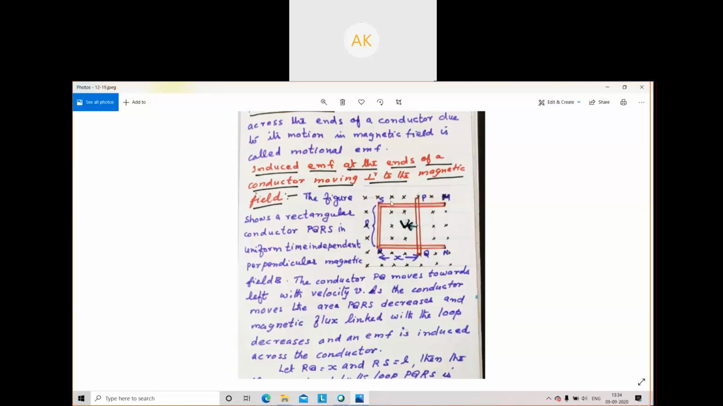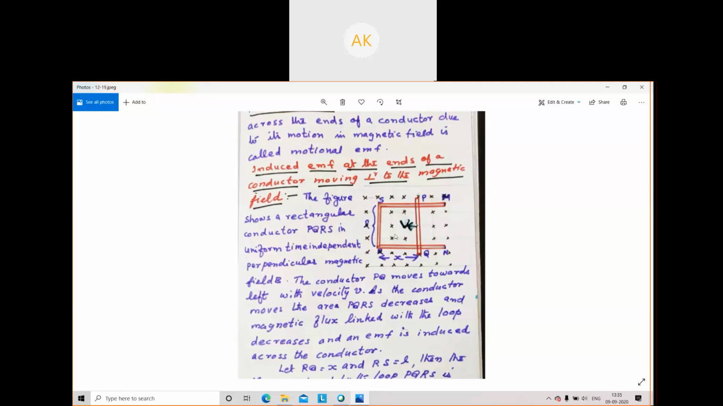So what all things can you see? A perpendicular magnetic field, whose direction is perpendicular to the plane and inwards. Another thing, a rectangular coil is kept in the plane, and a conductor PQ which can be moved over that frame. When the conductor is moved towards the left, the area enclosed by the loop will be less. When the conductor is moved towards the right, the area enclosed by the loop will be more. This is kept in a perpendicular magnetic field.